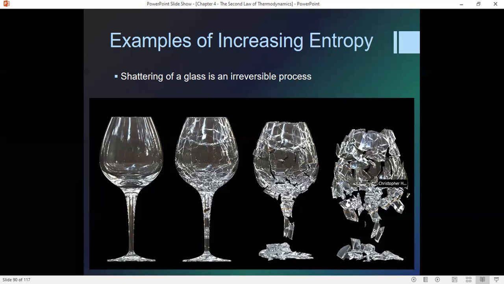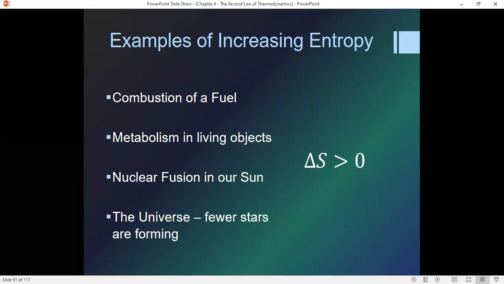So in many ways, entropy can be looked at as how irreversible a process is. It also is very much connected with the arrow of time, that as time goes by, the entropy of different systems tends to increase, and that's part of the second law of thermodynamics. So let's look at some cases of increasing entropy.